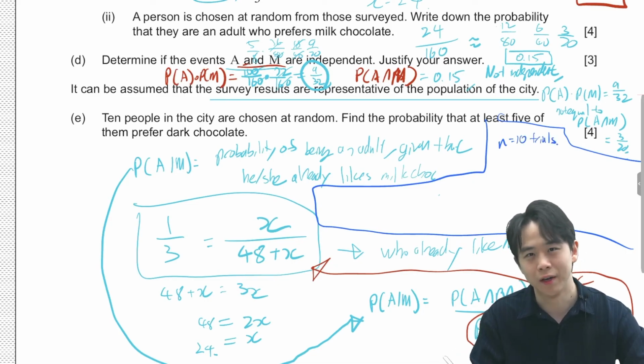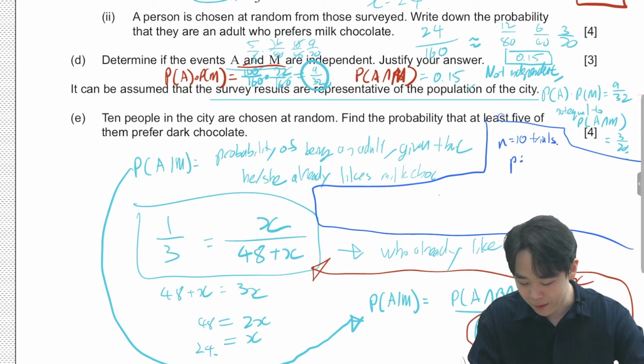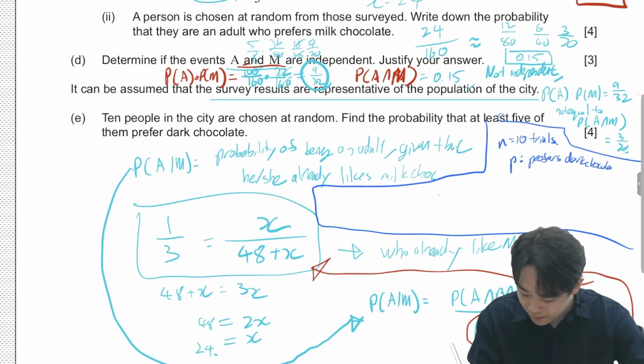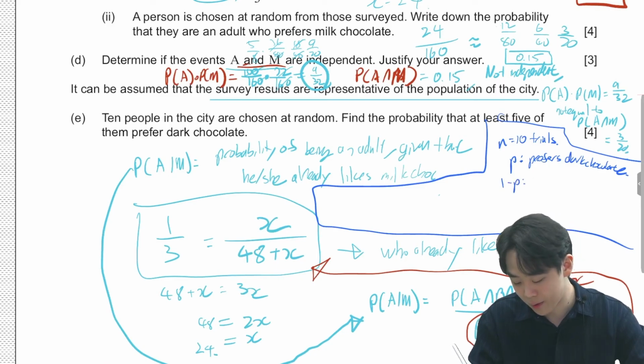The outcome of these trials, right? So there's a probability of P where the outcome is that the person prefers dark chocolate. Then there's going to be a 1 minus P probability where this person does not prefer dark chocolate. So it's like flipping a coin 10 times, right?